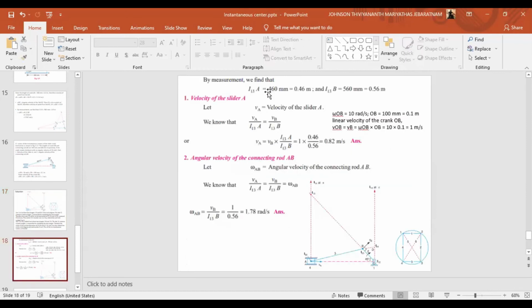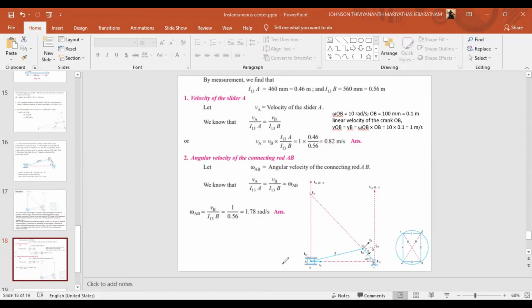By measurement, we found that I13A is 460 millimeter, and I13B is 560 millimeter. So based on Lami's theorem, the velocity of slider A can be written as VA upon I13A. The velocity of A is the question.